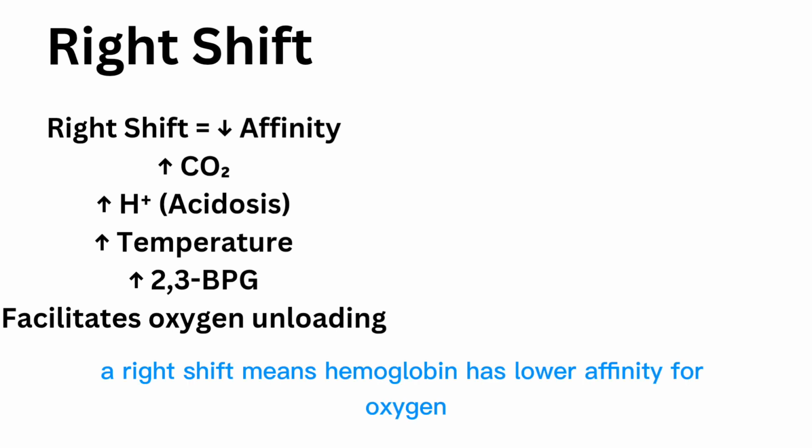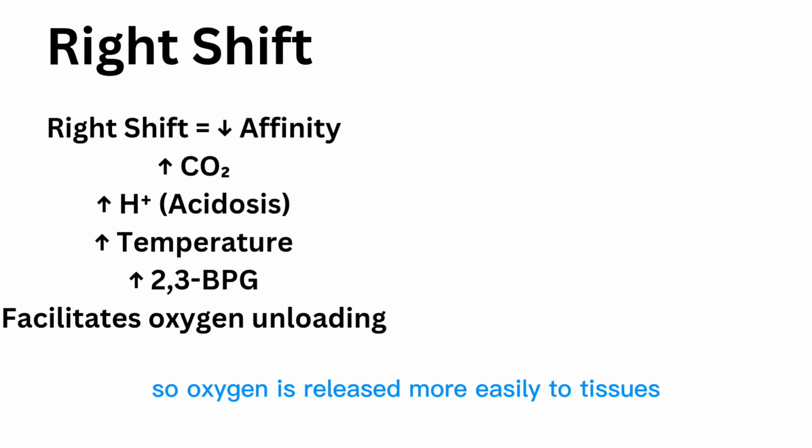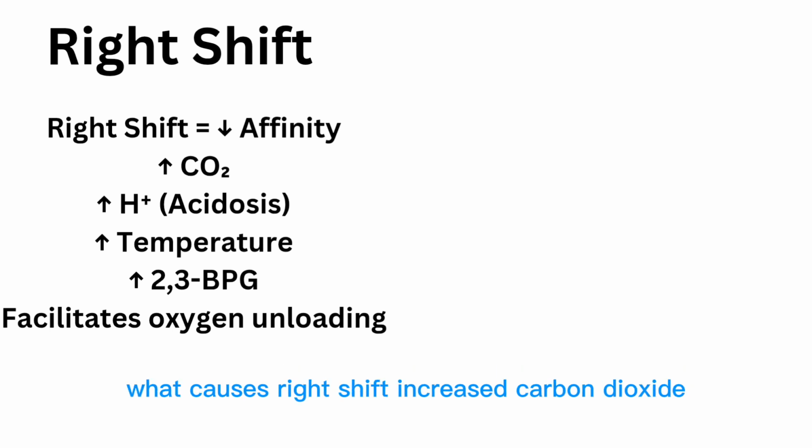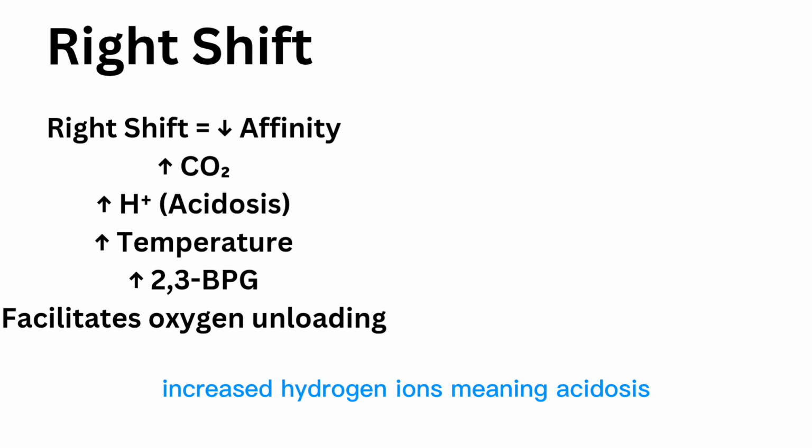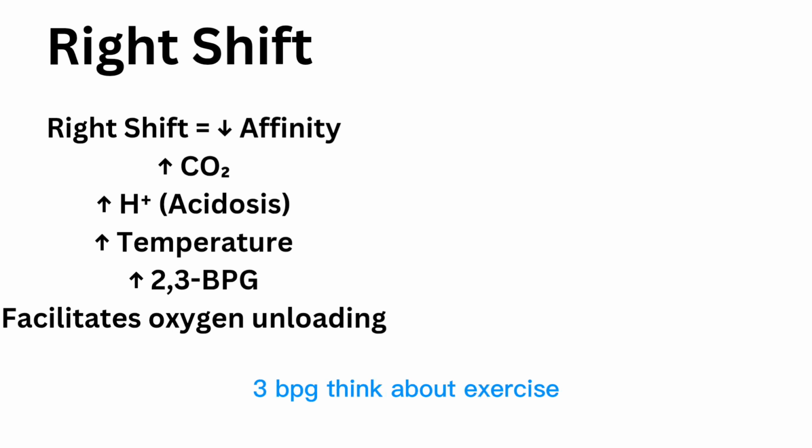A right shift means hemoglobin has lower affinity for oxygen, so oxygen is released more easily to tissues. What causes right shift? Increased carbon dioxide, increased hydrogen ions, meaning acidosis, increased temperature, and increased 2,3 BPG.